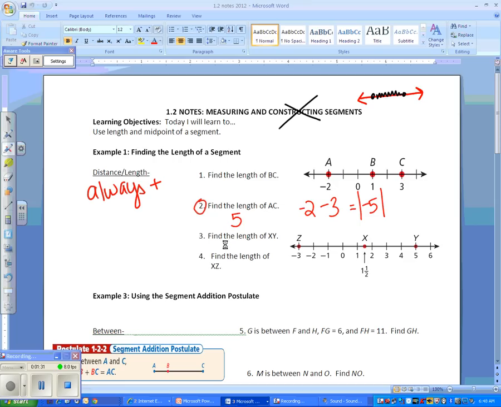Number 3 and 4 are a little bit challenging. I want to see if you guys can figure those out. We'll talk about it tomorrow in class.